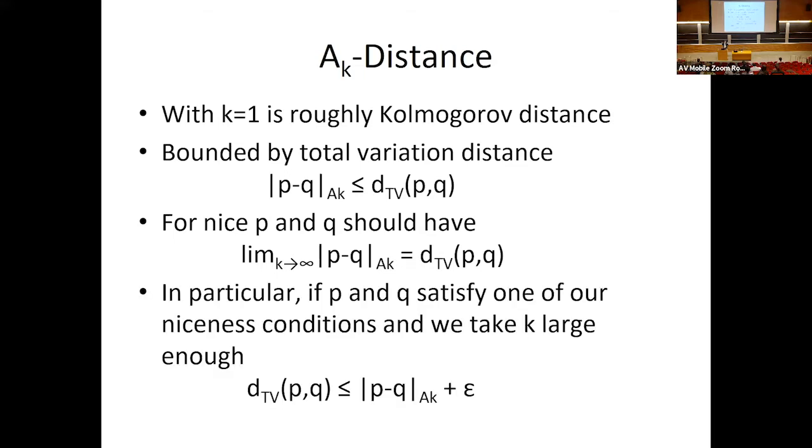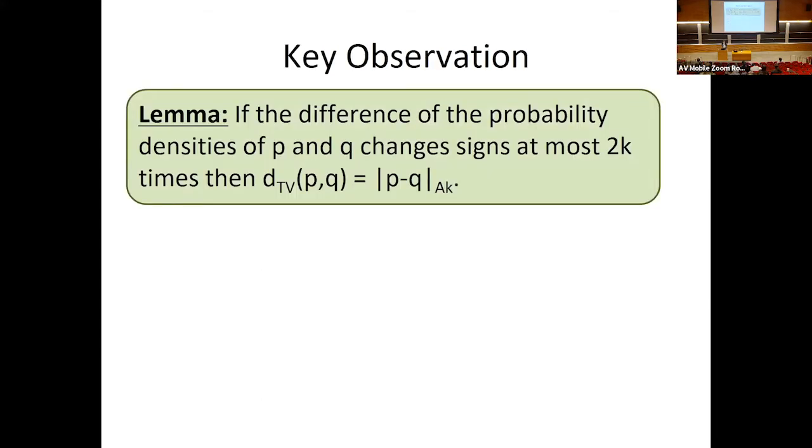In fact, if P and Q both satisfy one of our niceness conditions, it ought to be the case that we can pick a K that's large enough such that the total variation distance and the A_K distance will differ by at most epsilon. And so how do we prove that? Well, the first key observation is that if the difference of the probability densities of P and Q changes signs at most 2K times, then the total variation distance equals the A_K distance.